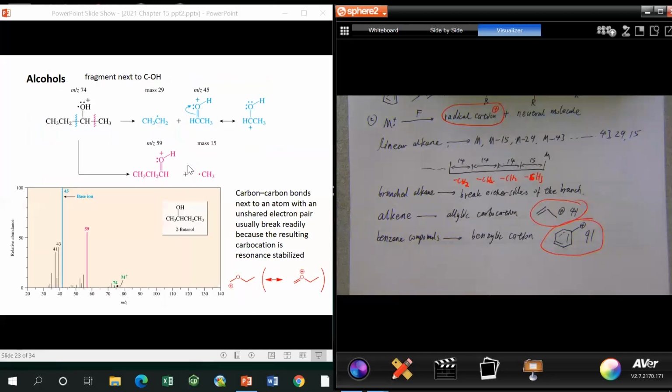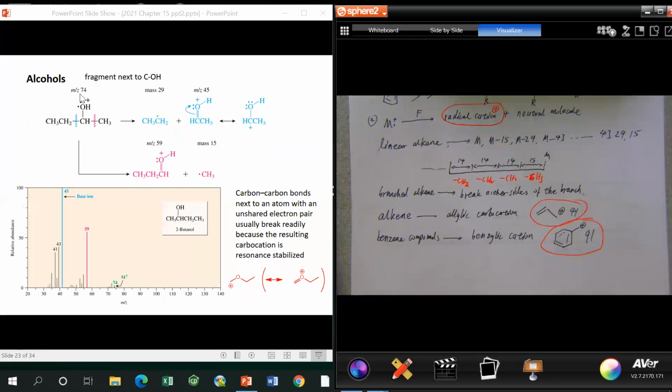So next is alcohol. Alcohol is similar to branched alkene. It prefers to break on either side of the carbon attached to the OH, the branch side. The reason for that is resonance stability.